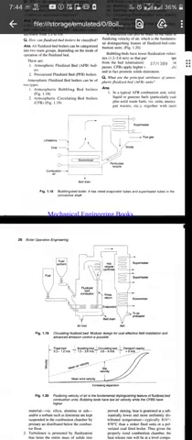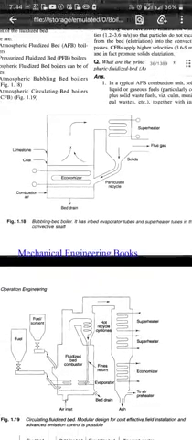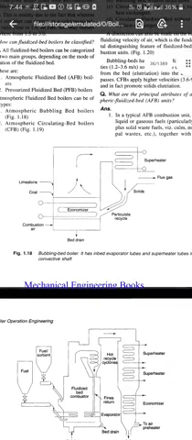Here we can see the bubbling bed boiler. It has in-bed evaporator tubes and superheater tubes in the convective shaft. So in here we can see the superheater on the right side.